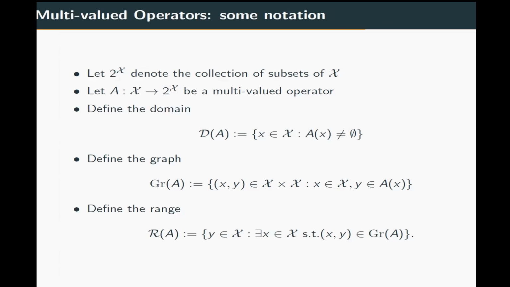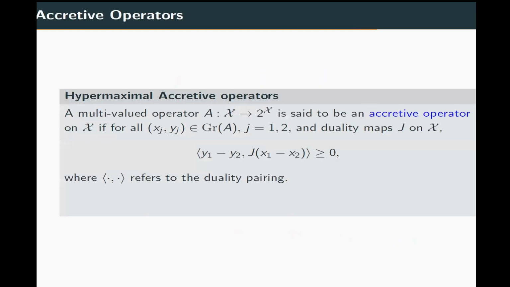Right? Or the negative of it, it's going to be actually the negative cone. Okay. So A is some multi-valued operator, and its domain is just where it's not empty. And then you define the graph of all these sort of X and the set of directions, and its range is usually defined. Okay, and these are just simple things. Then you can define something called a hypermaximal accretive operator.